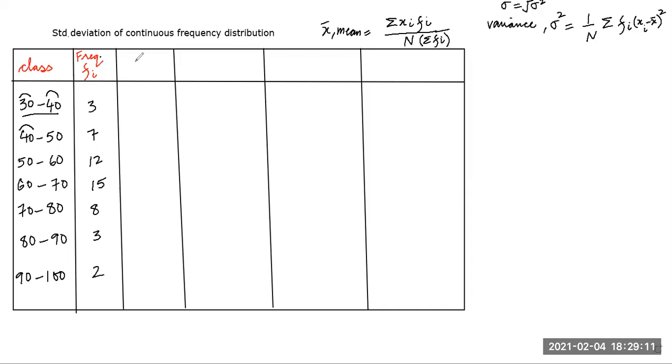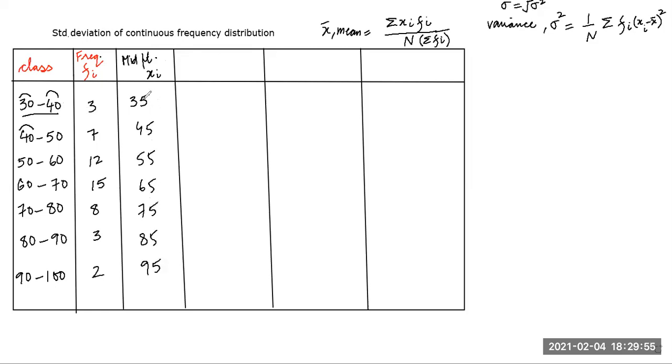So frequency is given. Now the first thing is we will find out the midpoint, right? So I will write here midpoint. Midpoint is xi. How we will find xi is very simple, students. We will simply add 30 and 40 and simply divide it by 2. That is the midpoint of 30 and 40. We know that is 35. So we will simply complete it: 45, 55, 65, 75, 85 and 95.